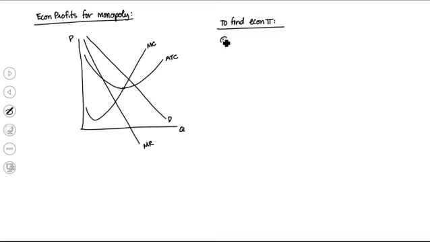Step number one is that we need to find output and price. Have we already learned how to find output and price for a monopolist? Guys, do we know how to do this? Find output? So remind me, how do I find output? What's the shortcut rule for output? Yeah, so remember the shortcut rule: marginal revenue equals marginal cost. And how do I find price?